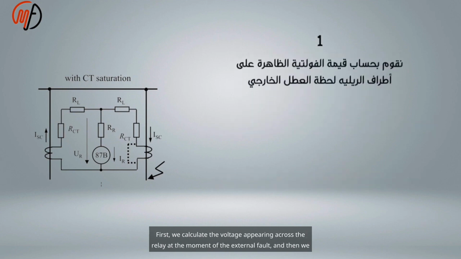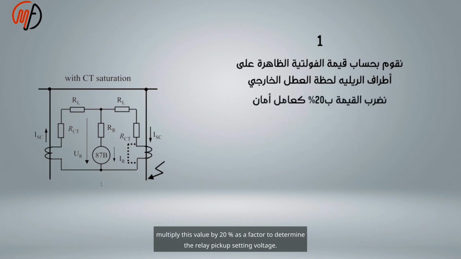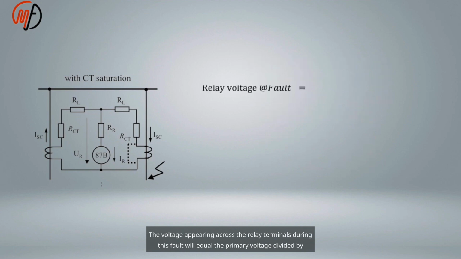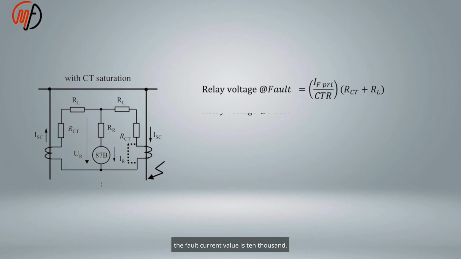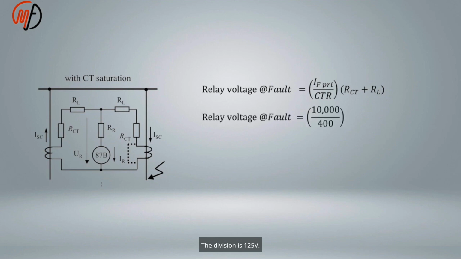First, we calculate the voltage appearing across the relay at the moment of the external fault, and then we multiply this value by 20% as a factor to determine the relay pickup setting voltage. The voltage appearing across the relay terminals during this fault will equal the primary current divided by the CT ratio, to convert this value to the secondary side, and then we multiply it by RCT plus RL. Therefore, the fault current value is 10,000 divided by 400, times 5 ohms, which is 125 V. Determine the voltage setting 20% higher for safety.